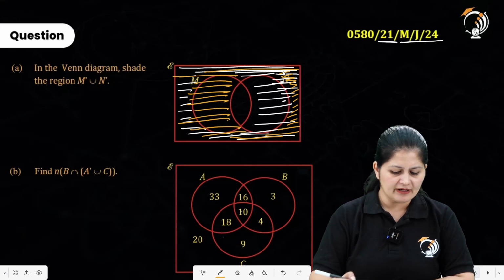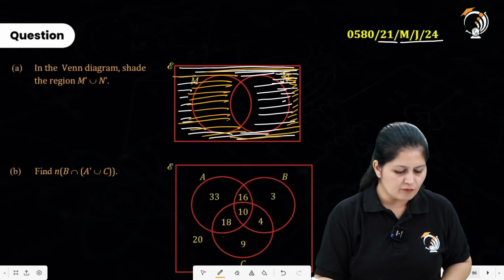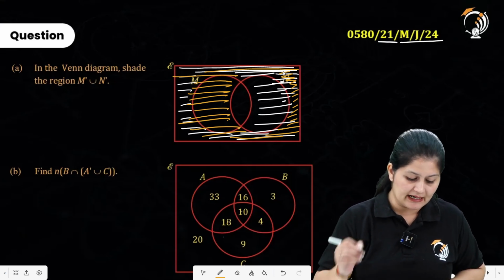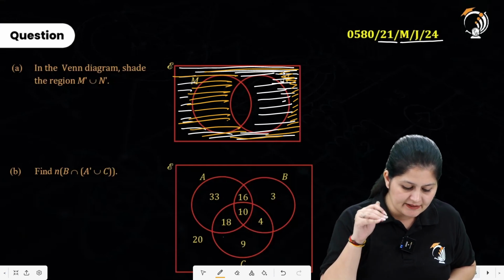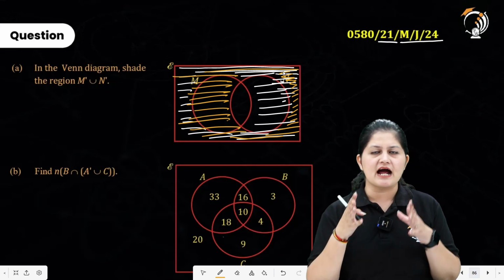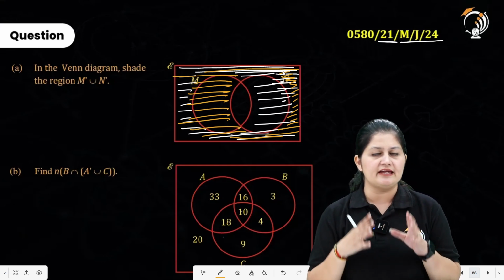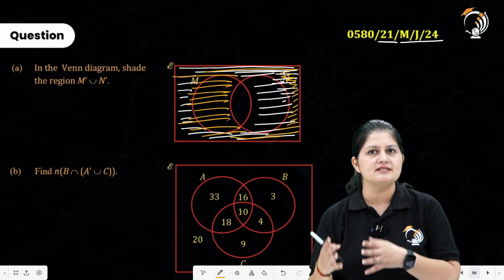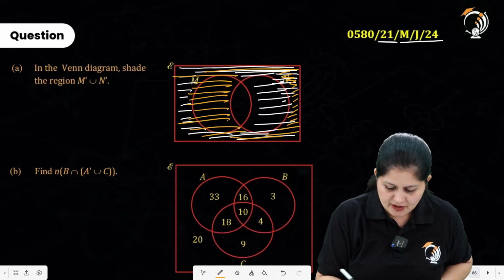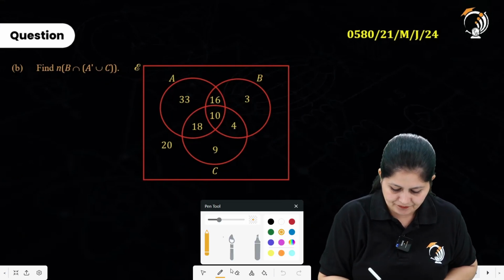Now, further, if I talk about the next one, which says that we need to find out what is going to be the number of elements in B intersection (A complement union C). So we are just going to start with the innermost thing here, which is the complement of A union C. So firstly, let me mark that here.